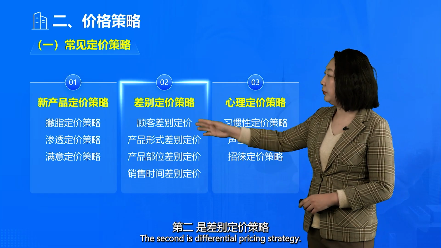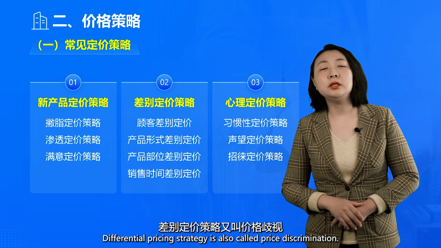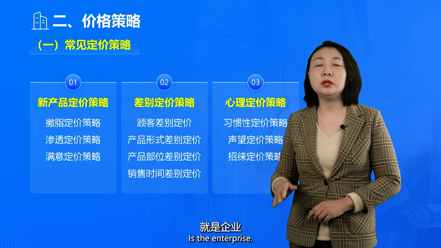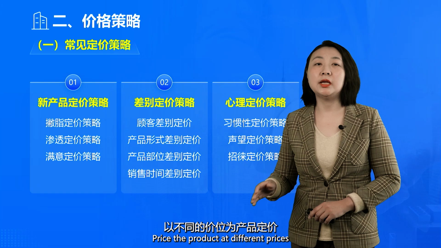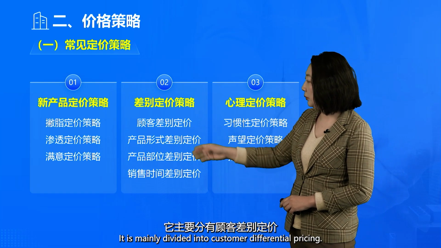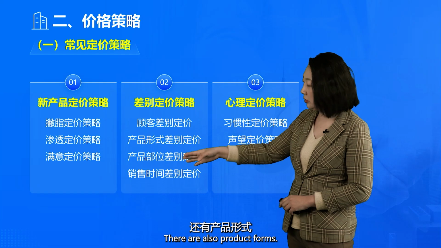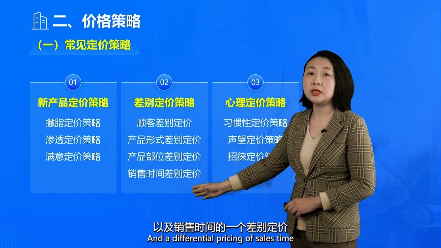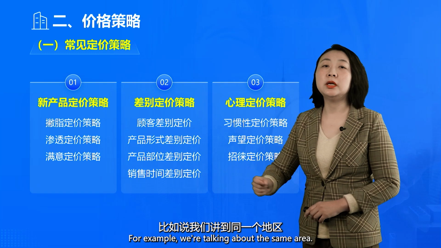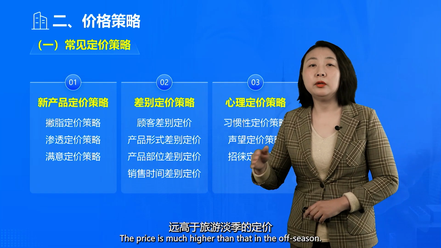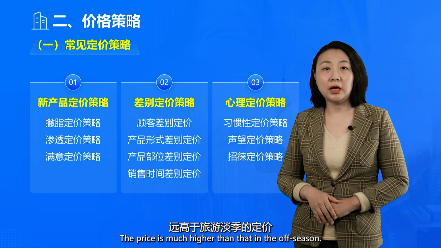The second is differential pricing strategy. Differential pricing strategy is also called price discrimination. Is the enterprise pricing the product at different prices? It is mainly divided into customer differential pricing. There are also product forms, the part of the product, and the differential pricing of sales time. For example, we're talking about the same area. Pricing in the peak tourist season, the price is much higher than that in the off-season.